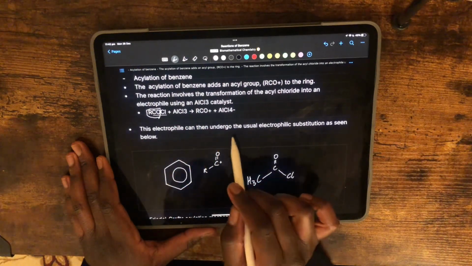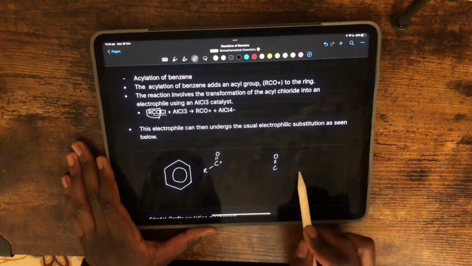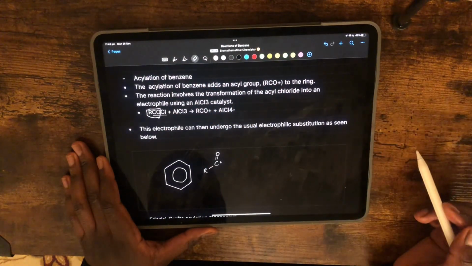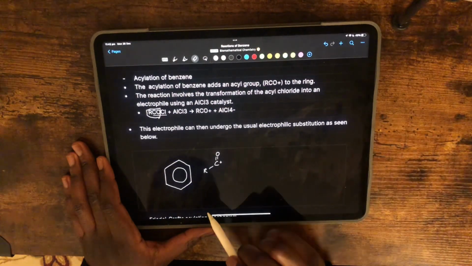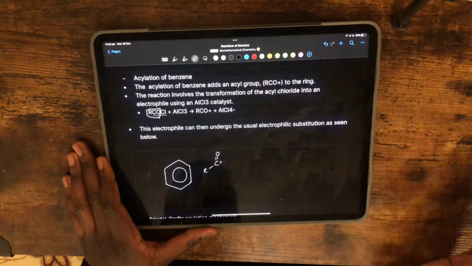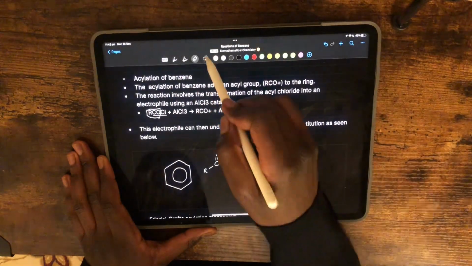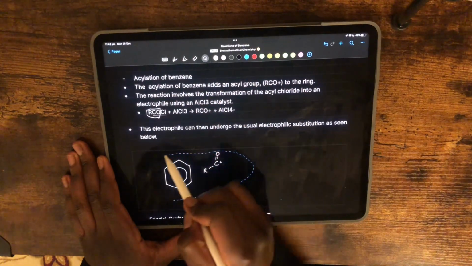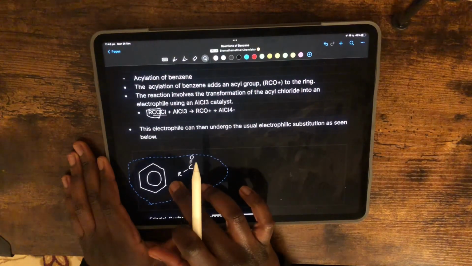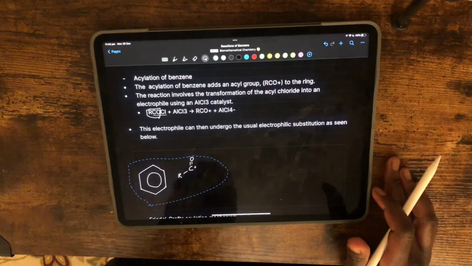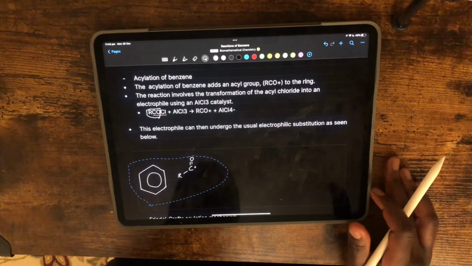So this electrophile can then undergo the usual electrophilic substitution as seen below. Now I want you to actually do this. Pause the video now and actually attempt the electrophilic substitution of this reaction, and I'll show you how to do it at the end. Right, so I'm going to assume that people have actually tried to attempt this, and it's as simple. It's the exact same mechanism, different compounds, but the exact same mechanism. There shouldn't be anything extra.